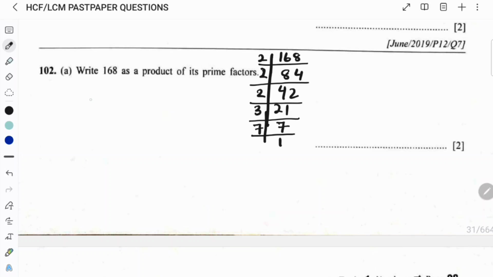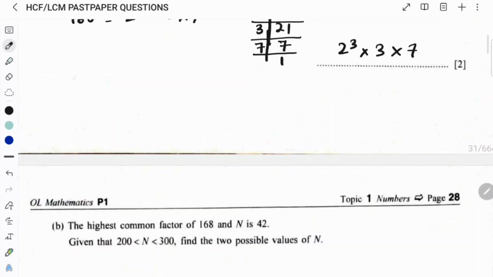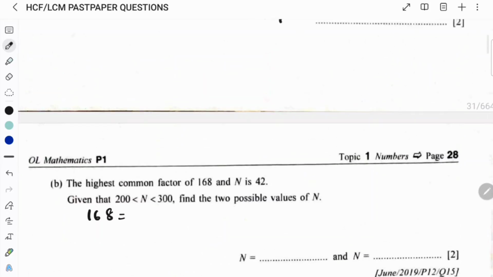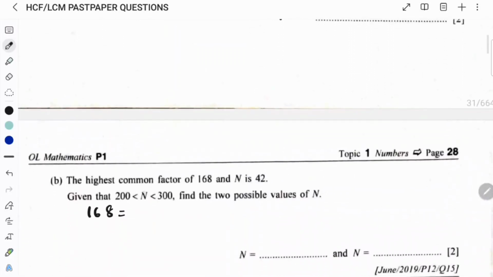So that's why 2 cube into 3 into 7, because 3 times 2 came. So 168 is equal to 2 cube into 3 into 7. All right, now the next part in this question, part B: the highest common factor of 168 and n is 42. So 168 and n. So 168, just write down what is 168: 2 cube into 3 into 7. And n. The HCF is equal to 42.